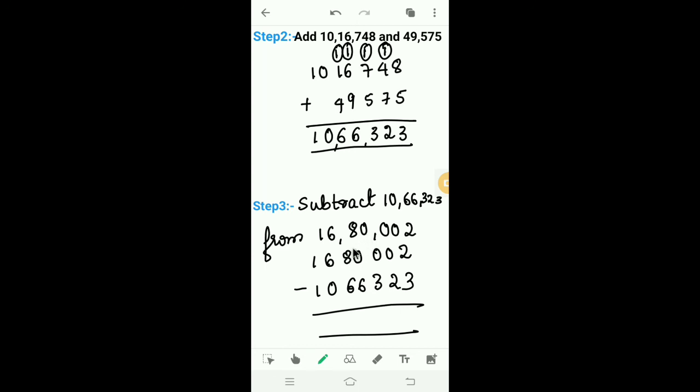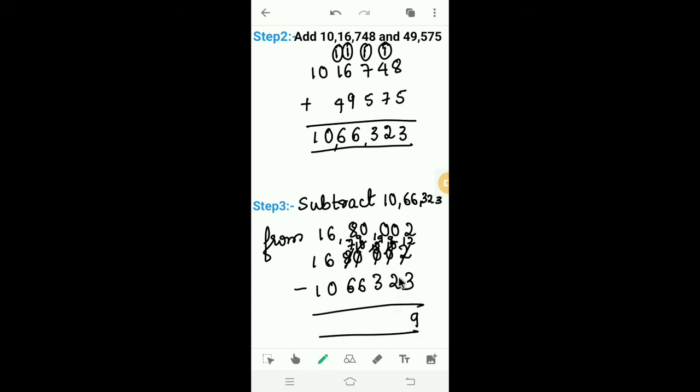If you borrow from 8, then 8 becomes 7 and here 0 becomes 10. Now we can borrow from 10. 10 becomes 9 and here 0 becomes 10. Now we can borrow from 10, then 10 becomes 9 and here 0 becomes 10. Now we can borrow from 10, then 10 becomes 9 and here 2 becomes 12. 12 minus 3 is how much? 12 minus 3 is 9.